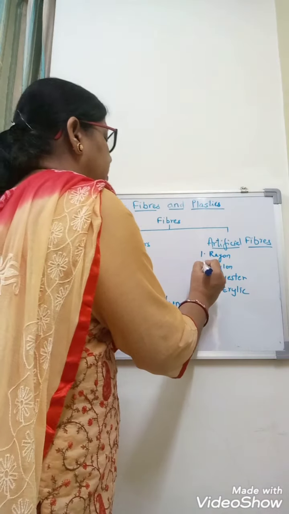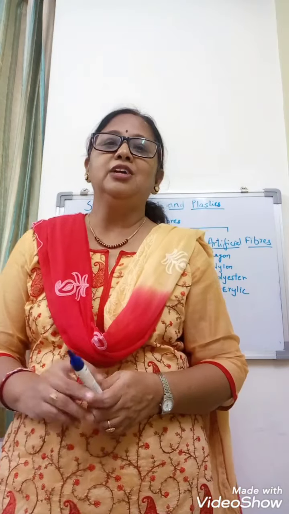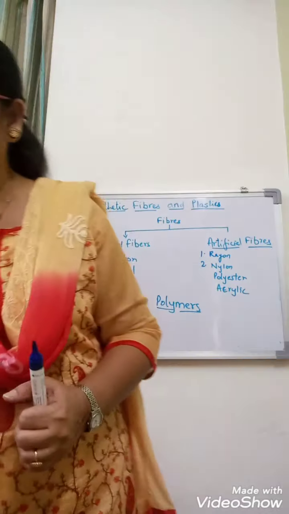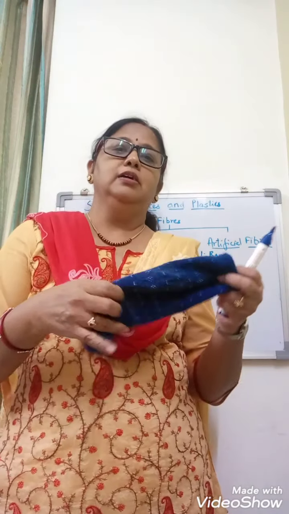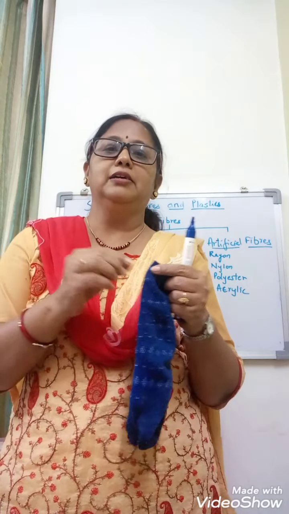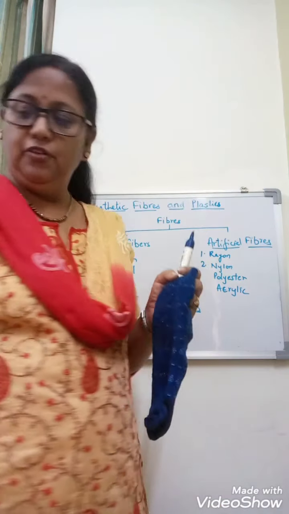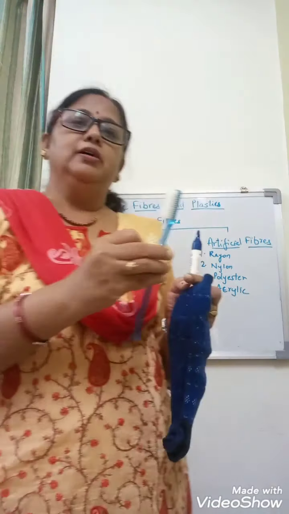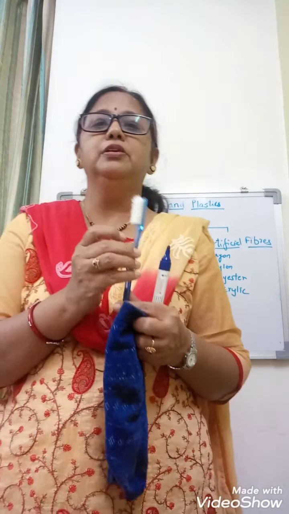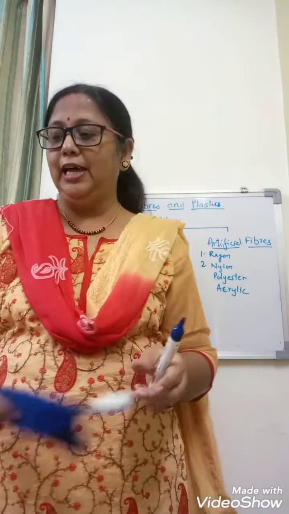Then the second is nylon. Nylon is a very common, very popular type of synthetic fiber. This is used for making socks, the nylon socks which you wear. You know how the thread of nylon looks. So nylon is a synthetic fiber. Also the toothbrush. The bristles of the toothbrush, you can see, are made up of fibers. They are synthetic fibers. So it is made up of nylon.